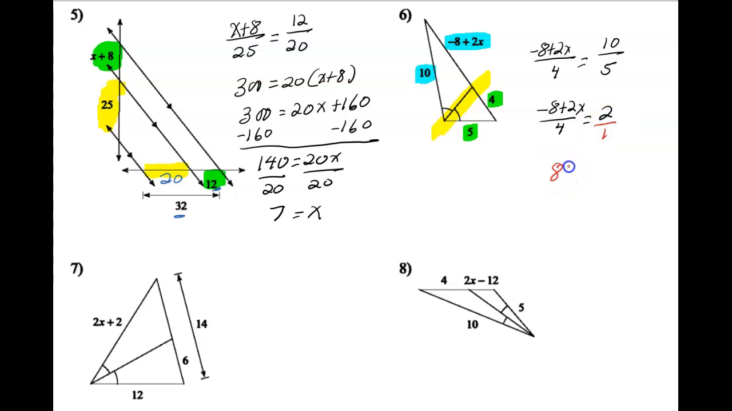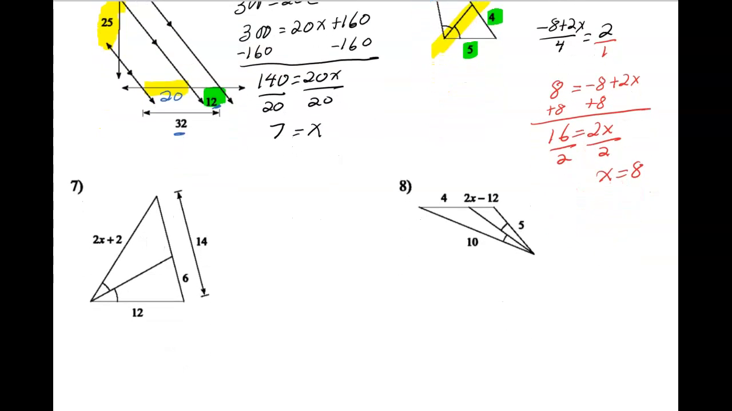So now when I multiply, I get 8 is equal to negative 8 plus 2x. We'll add 8 to both sides. 16 is equal to 2x. Divide by 2. And x is equal to 8. So this is the angle bisector theorem.